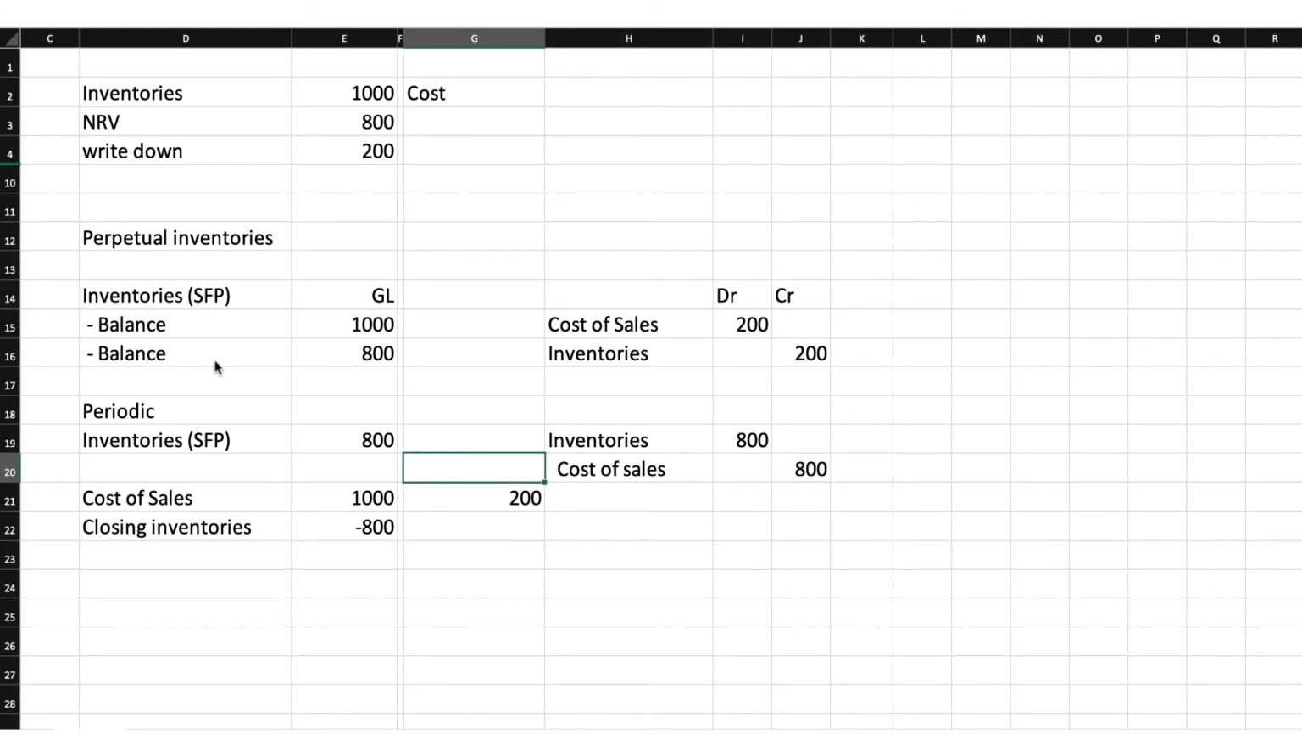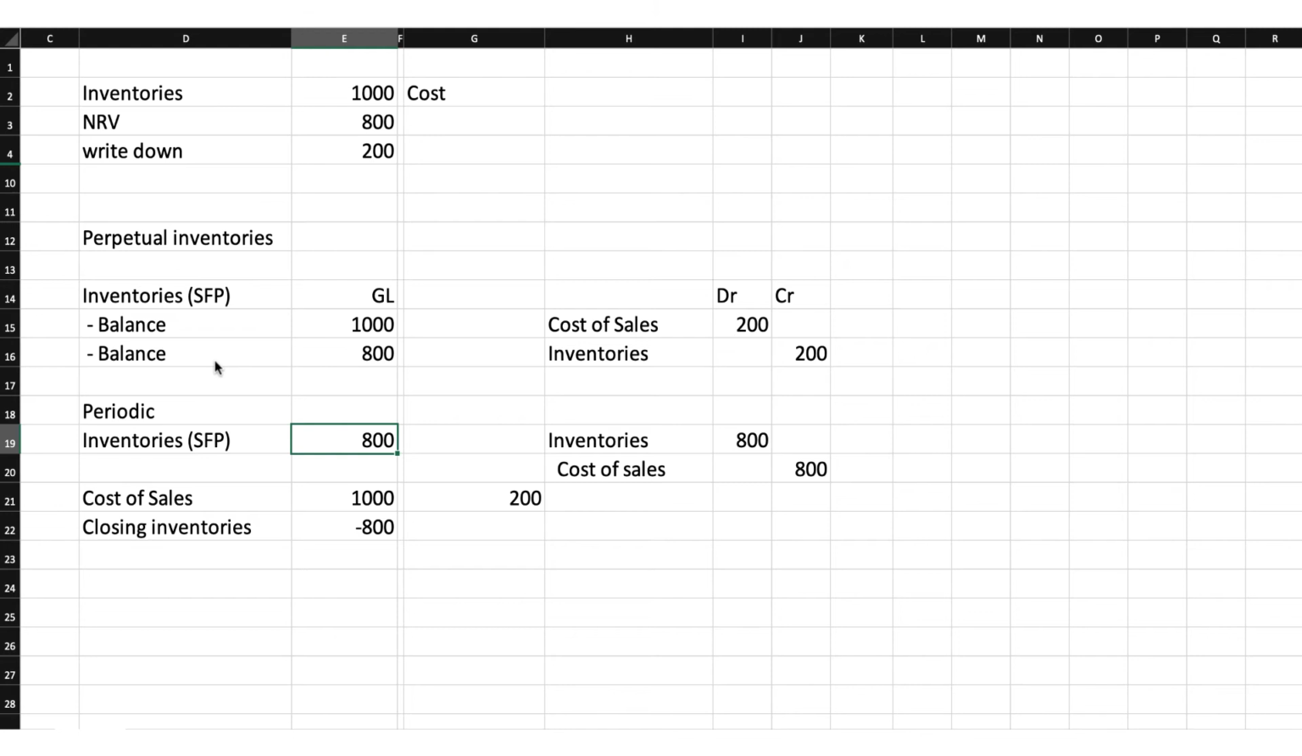Okay, why am I doing that? I'm writing down what's already in cost of sales because I'm periodic. My purchases are already in cost of sales. I'm writing it down with 800. That leaves me with an expense of 200, and I've created the asset of 800.